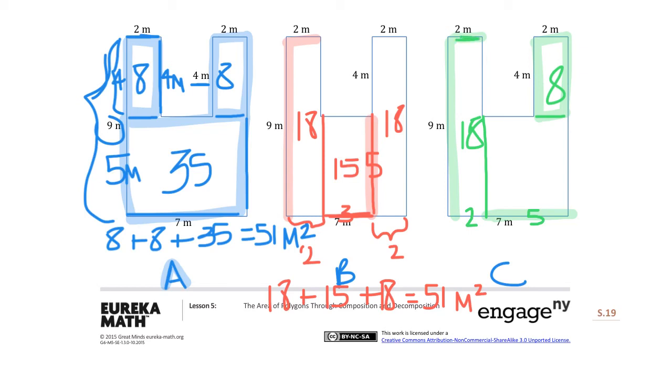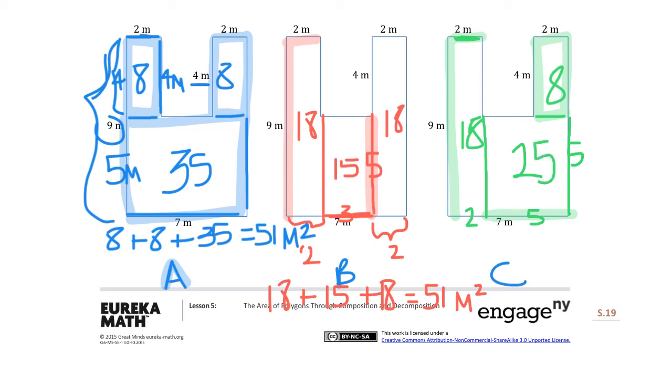I got the 2 from up here because it's a rectangle, and opposite sides will have the same measurement. Now for this height right here, we've done this a couple times already. We've taken the 9, subtracted the 4, and that is 5. So 5 times 5 is 25.